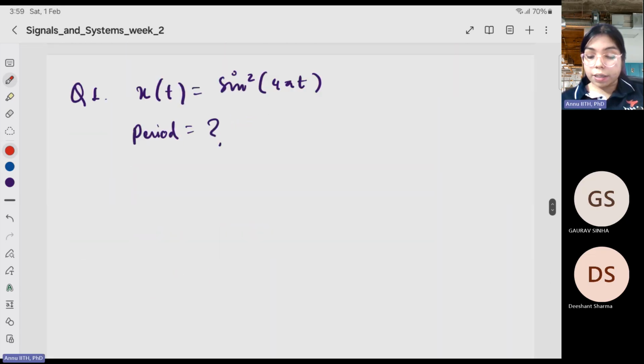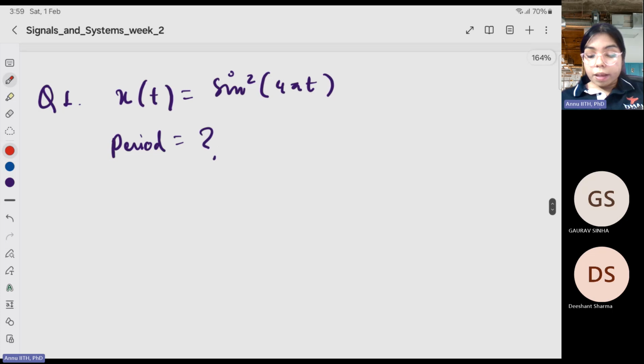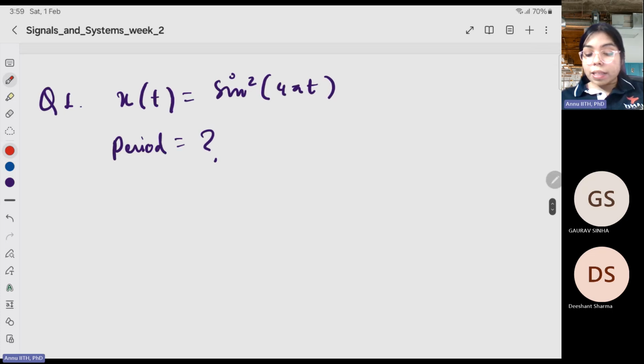Yeah, it's starting here. Now, if x(t) is equal to sin squared 4 pi t, what will be the period? Nishant. Hello, Dishant. Hello.